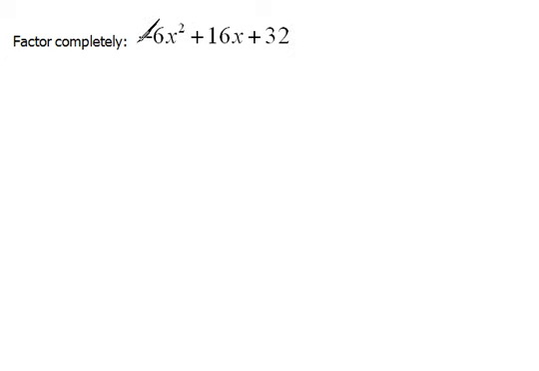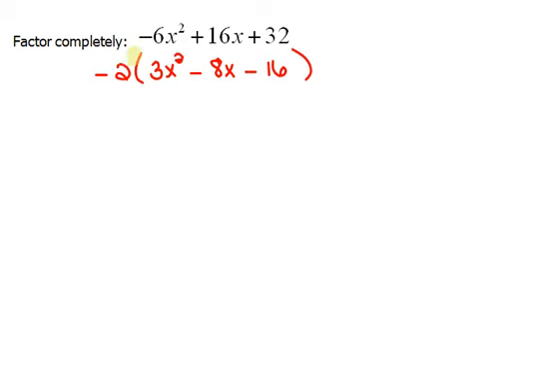And because our first term here is a negative, and we really need it to be positive, let's go ahead and factor out the negative 2 before we do anything else. So negative 2 times 3x squared would give us the first term. Negative 2 times negative 8x would give us the second term. And negative 2 times negative 16 would give us the third term.